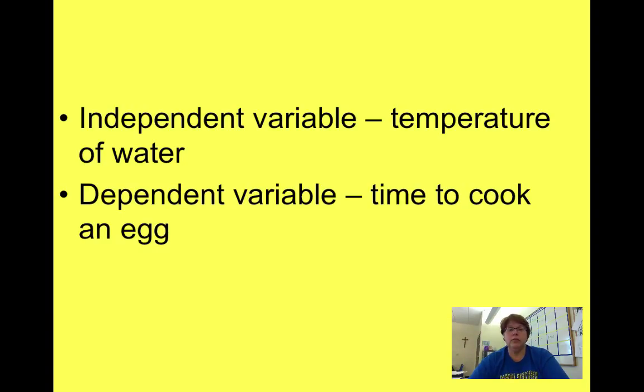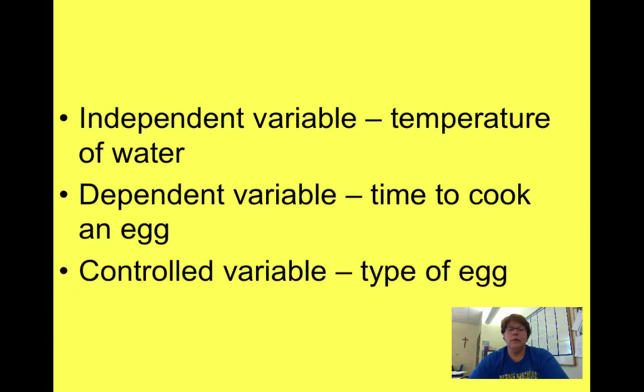Okay. Let's see, do we have a control? The control variable would be the type of egg. So obviously, since they're boiling something, they couldn't use the same egg over and over again, but they would have to get the same type of egg, maybe even eggs from the same chicken, to make sure that that was not changing the outcome of their experiment.